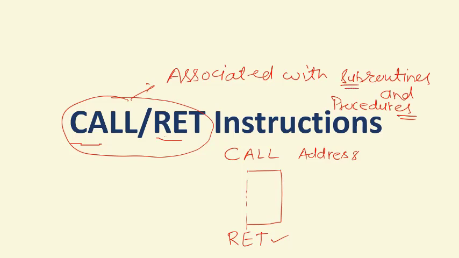So what do we mean by subroutines and procedures? A subroutine is a set of instructions to perform some operations, and these operations occur repeatedly. So this is all about the basics of call and return. Now I will explain how the call and return instructions are executed.